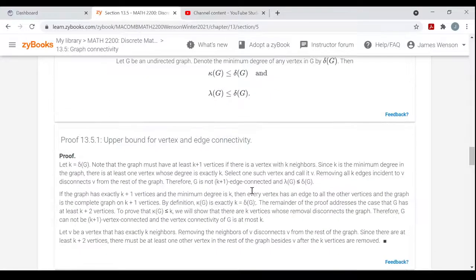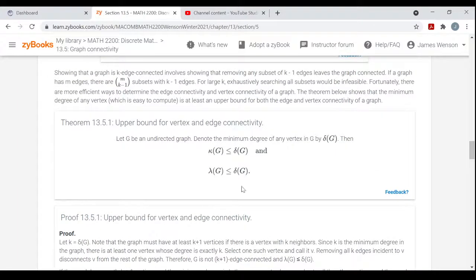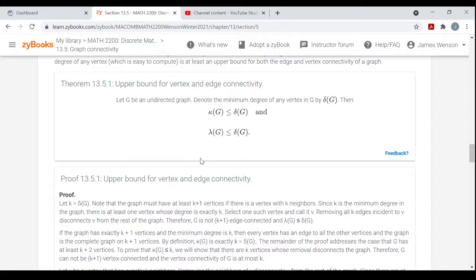And they give a really nice, pretty straightforward proof. Here, I'll let you read that. I'm not going to get into the proof. But yeah, so if you know the smallest degree of any vertex, that's the number you're going to start at, right? And then check to see if your graph is that vertex connected or that number edge connected. And if it's not, then you just bump it down 1, check that again. And keep going until you get down to 1.